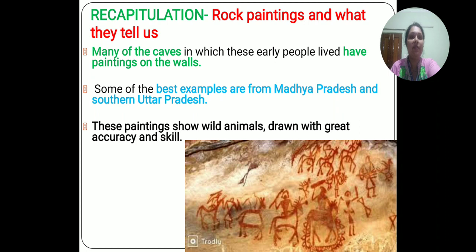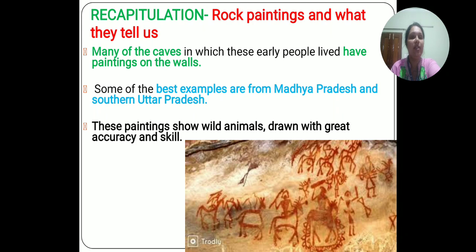Many of the caves in which these early people lived have paintings on the walls. As I told you earlier, all these paintings were done on the walls of the caves. Some of the best examples are from Madhya Pradesh and southern Uttar Pradesh. These paintings show wild animals drawn with great accuracy and skill.